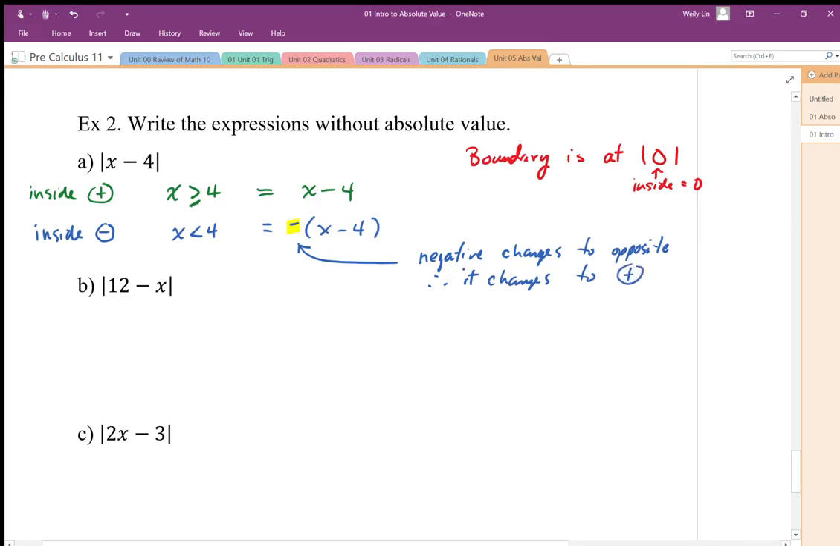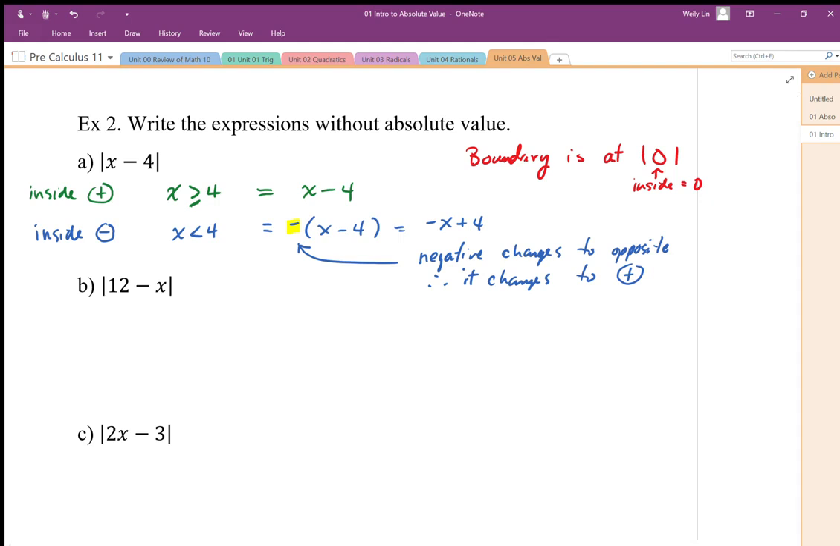So we go from an inside negative to an inside positive when we apply that negative. Some people like to write it slightly differently, and they just write negative x plus 4. Let's check this. If x is equal to 3, we end up with 3 minus 4, which is negative 1. The absolute value equals 1. It will be the same as 4 minus 3, which is positive 1. So it keeps everything positive if we keep this domain.